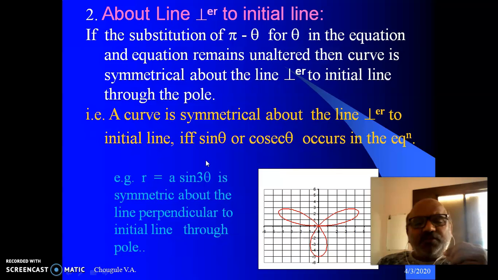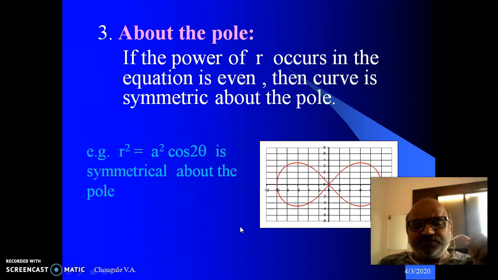Next, if it is not so, try to find out whether the curve is symmetric about the line perpendicular to the initial line. For that we replace theta by pi minus theta, so that it will be symmetric about the vertical line, that is, the line perpendicular to the initial line, or in Cartesian coordinates the y-axis. The curve is symmetrical about the line perpendicular to the initial line if it contains sine theta or cosec theta. For example, r is equal to a sine 3 theta. This is the figure of the curve. It is symmetric about the line perpendicular to the initial line.